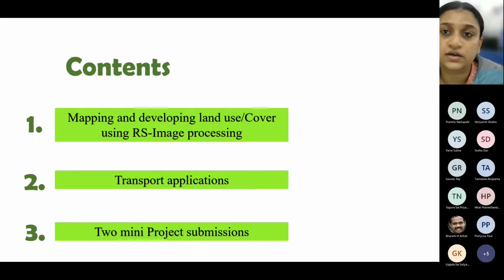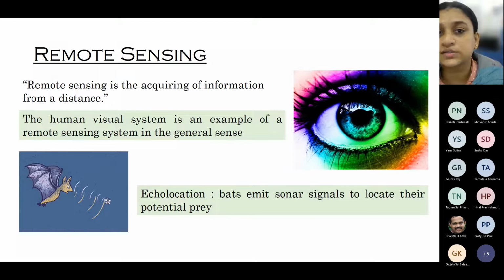Next, we begin with the basic concepts of remote sensing. These things you have already learned in your remote sensing class, so we'll just brush up on them. The first is understanding what remote sensing is: acquiring any kind of information from a remote distance. There are two examples of it which I have discussed here.